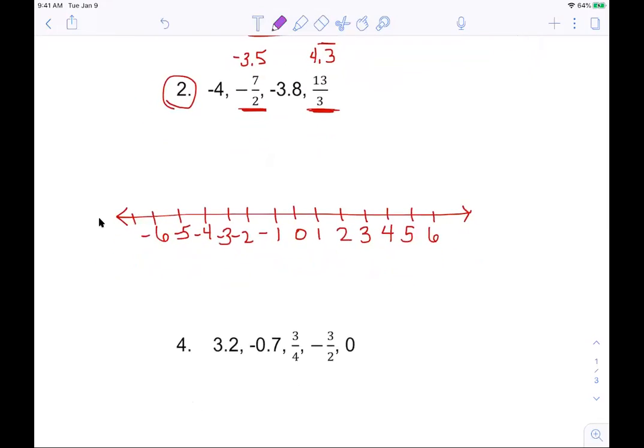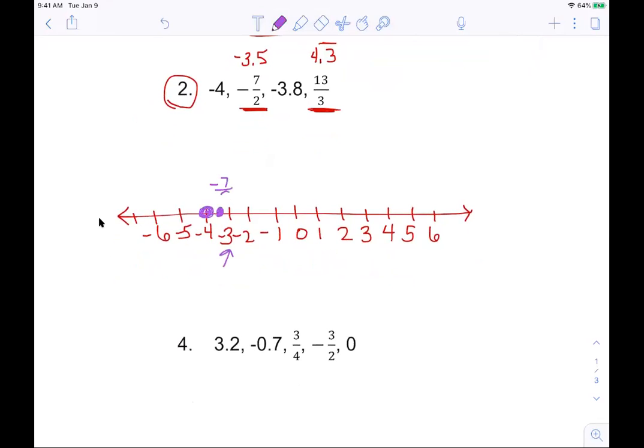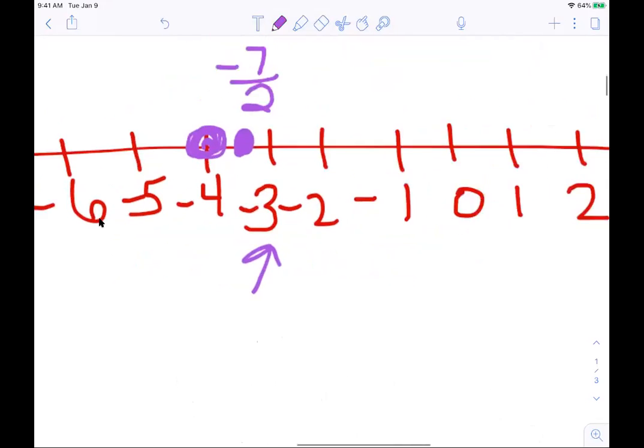Now we're plotting the points on the number line. So I'm going to go to where it says -4 and place a point. The second one is -3.5. Well, here's -3. It's a little bit past that. So that's -7 over 2. And then we have -3.8. Holy cow, there's 3 numbers that are really close together.